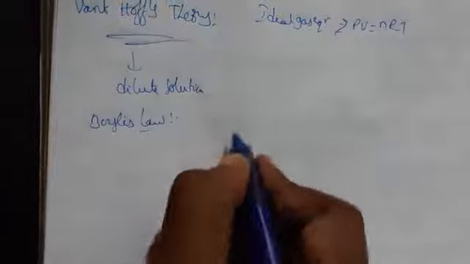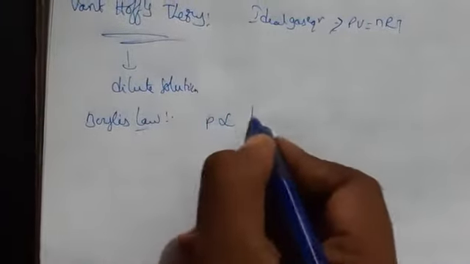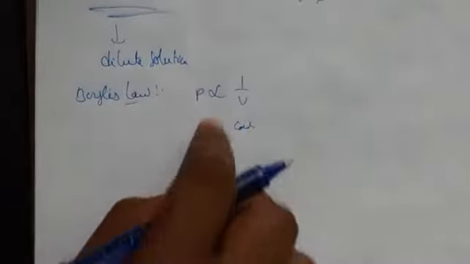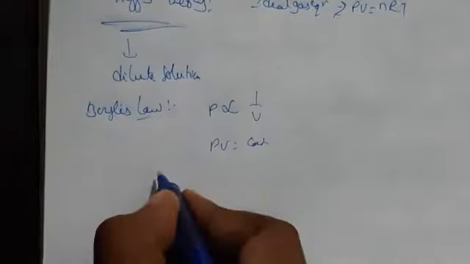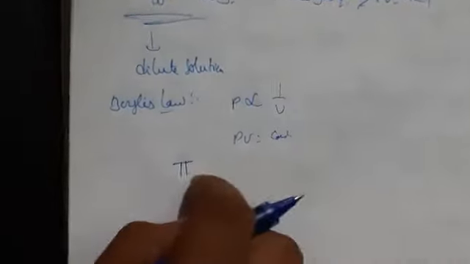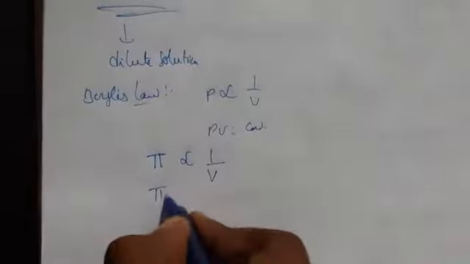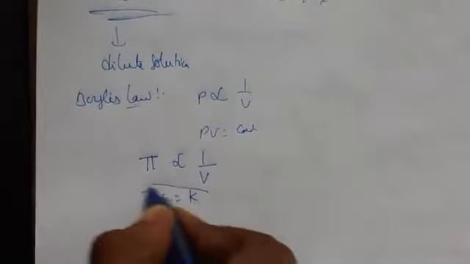at constant temperature, P is inversely proportional to volume, so PV equals a constant. In Van 't Hoff's case, the osmotic pressure is represented by pi, which is inversely proportional to volume. So pi V equals K, a constant. So this is about Boyle's law.